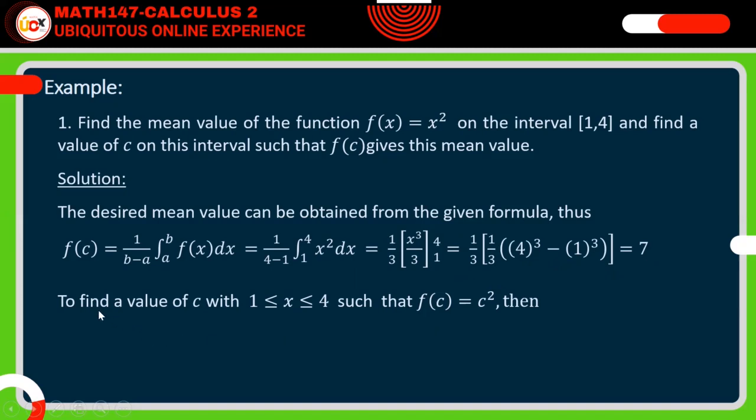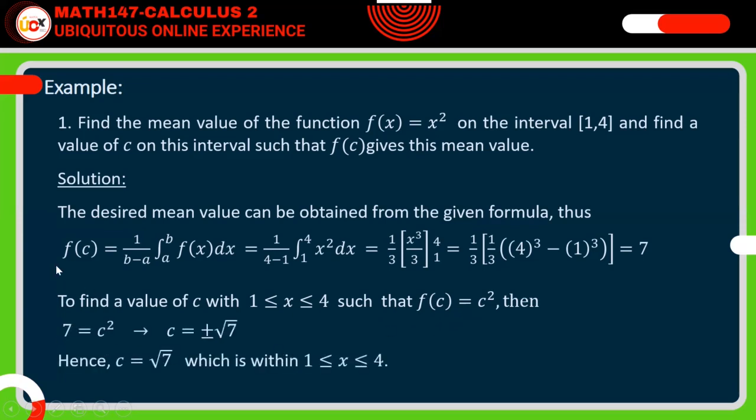Now, to find a value of c within the closed interval from 1 to 4 such that f of c is equal to c squared, take note that f of x is equal to x squared. So f at x equals c is equal to c squared. Then 7 is equal to c squared, since f at c is equal to 7 using the formula. Getting the square root of both sides of the equation will give us c is equal to plus or minus square root of 7.